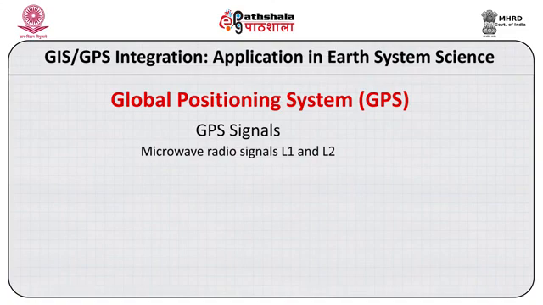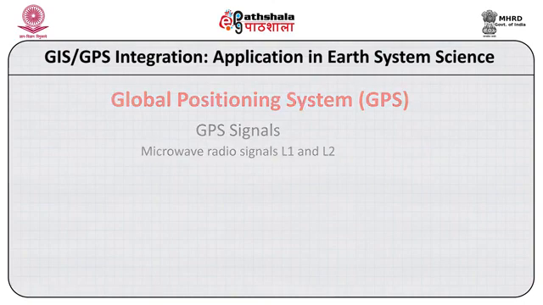P code is used for military purposes, but it was available to all users until January 1994. But after that, P code is encrypted by adding an unknown W code. The resultant code is known as the Y code. This encryption technically is known as anti-spoofing. The civilian GPS uses the L1 carrier frequency of 1575.42 MHz in UHF band and L2 frequency of 1227.60 MHz.